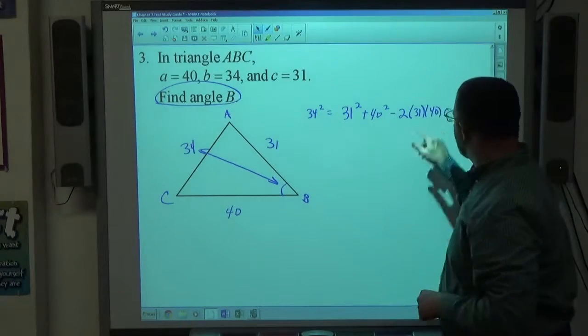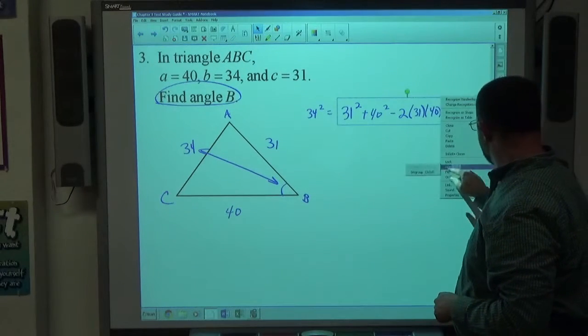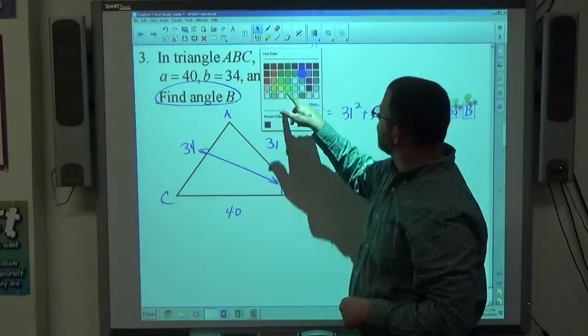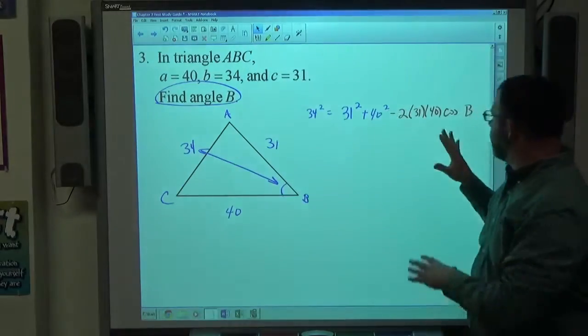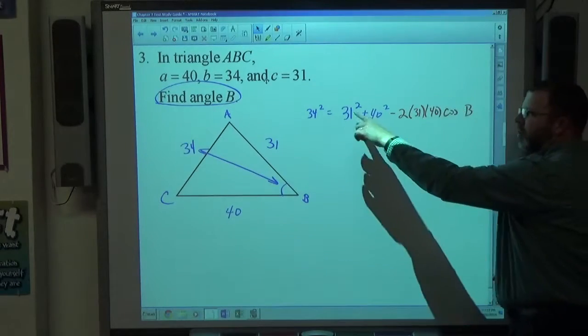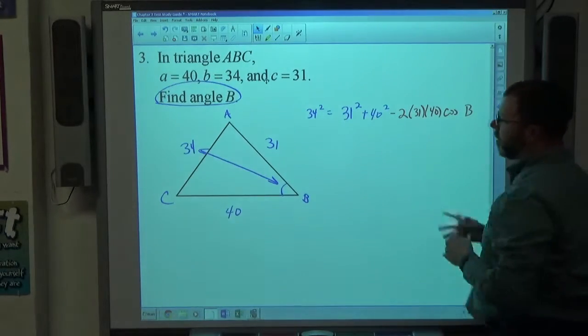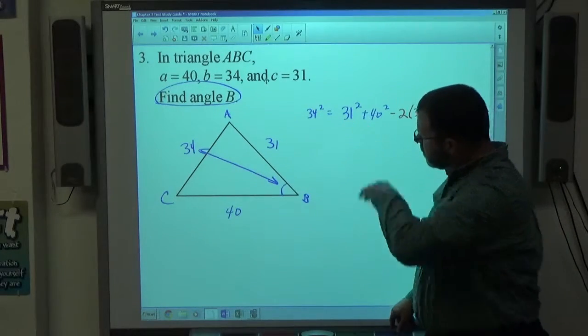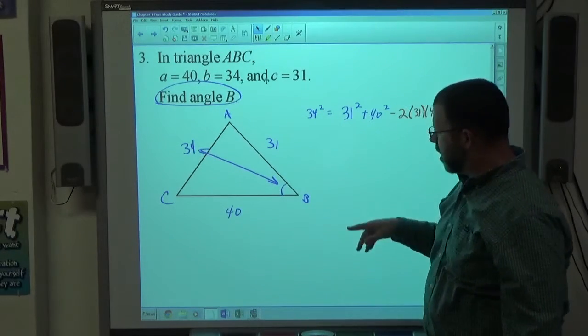And the thing to be cautious of with the law of cosines is that all this stuff here grouped together is one object. So all this stuff belongs to each other. These 3 things are all independent. So I'm going to move the 31 squared and the 40 squared over there to deal with the 34 squared. I'm going to evaluate a couple things first though.